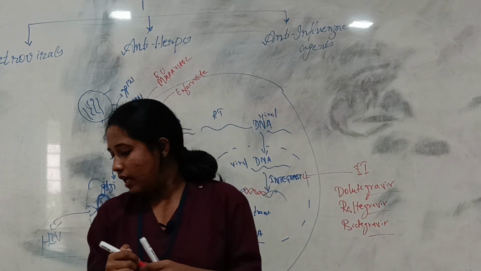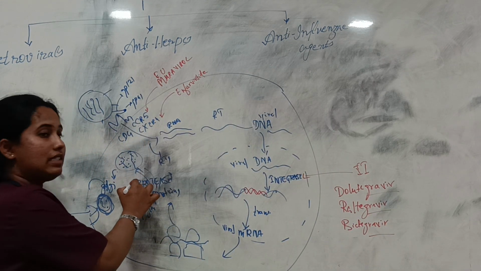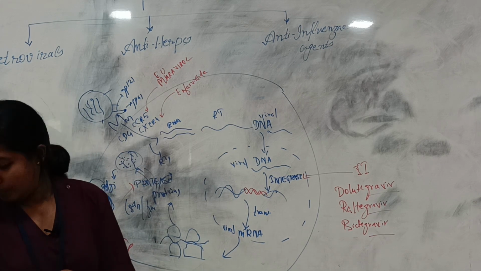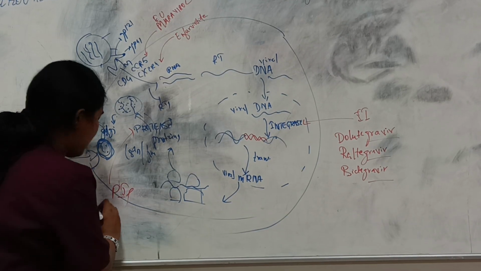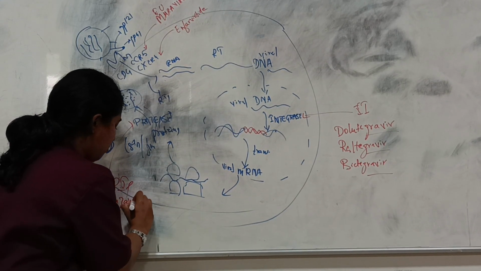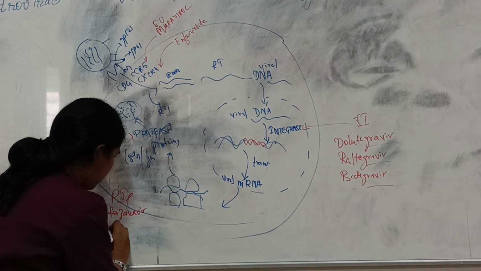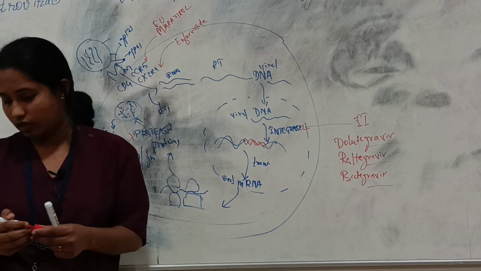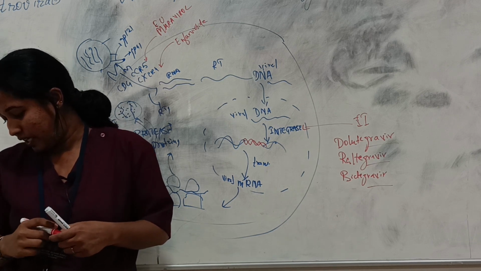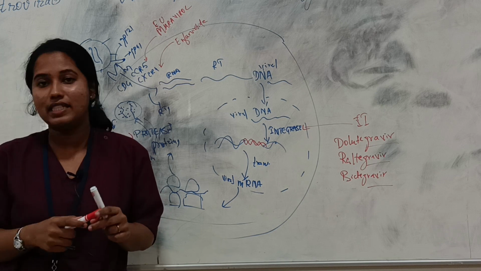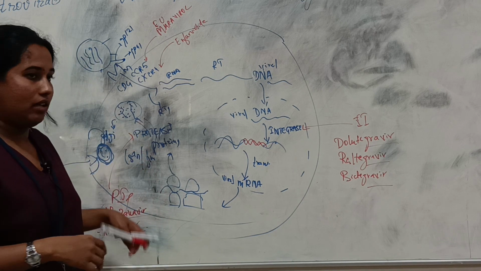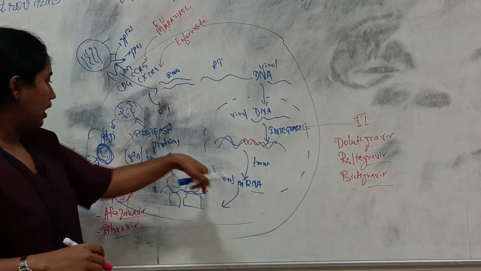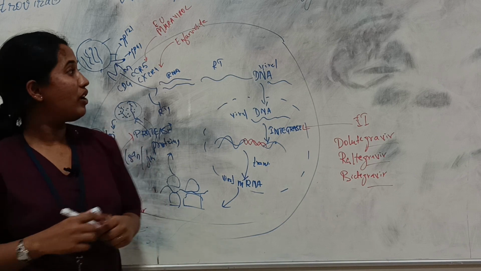The next set of inhibitors act on the enzyme which prevents the maturation. That is the protease inhibitors, the PIs. The examples are atazanavir, ritonavir, indinavir, lopinavir, nelfinavir, saquinavir. So the synonym is navirs. All these navirs are protease inhibitors. So first is fusion inhibitors, second is integrase inhibitors, third is protease inhibitors.